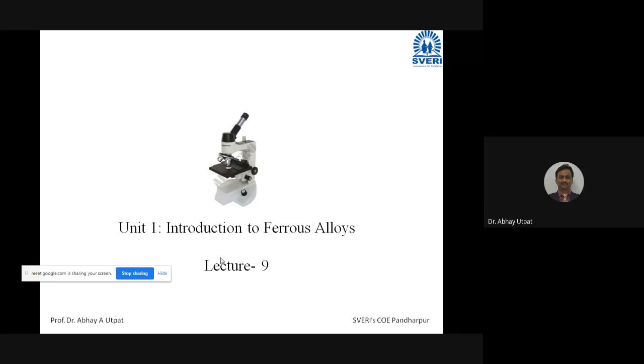Types of alloy steels: the first one is tool steel and the second is stainless steel. In today's class, we are going to study only tool steel. From the name itself, tool, you will understand the meaning: the steel which is used for making tools.